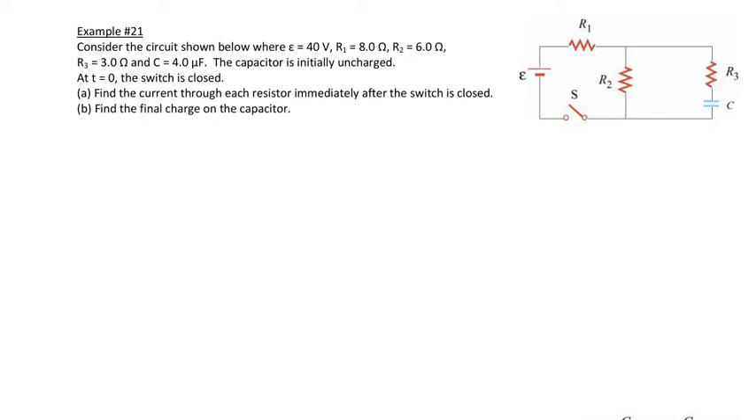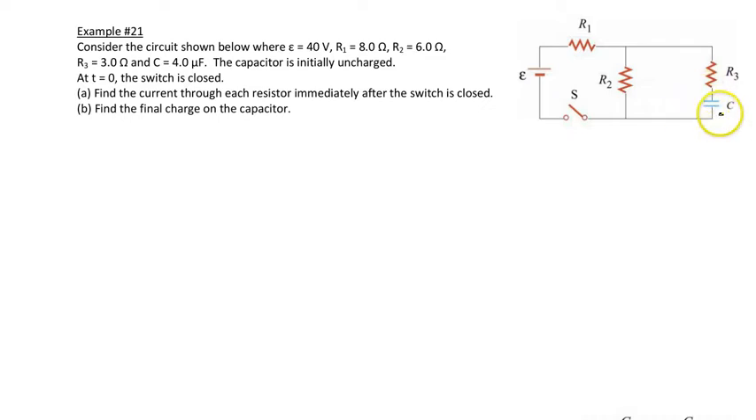Welcome to example number 21. We have a circuit that involves resistors and a capacitor, known as an RC circuit. At t equals 0, the switch is closed. We're asked to find the current immediately after it's been closed. And then finally, at the end, we want to know what the charge will be on the capacitor here.